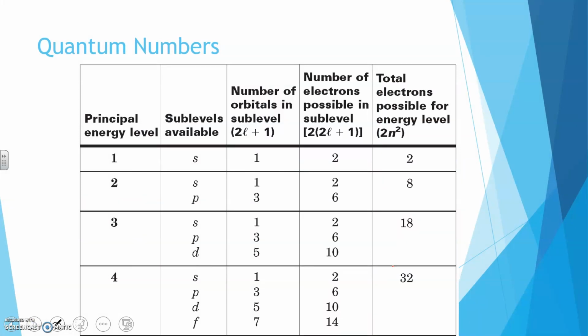Alright, so looking at this here, we have our N, our L, and, let's see, those are number of orbitals, so different orientations. There we go. This is the number of electrons possible, so basically this is just this times 2. And then total electrons possible in that energy level. So this is just adding these numbers together.